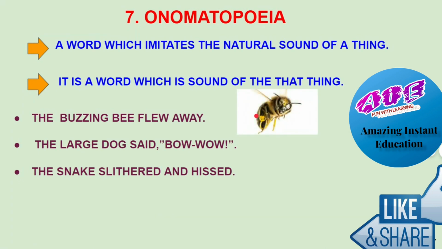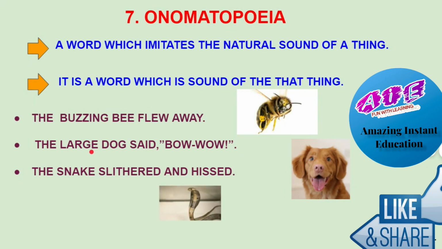So, what is the sound of a bee? It is buzz. So, in this statement, we are using the sound of a bee buzzing. It is an onomatopoeia. Let's look at the next example. The large dog said, woof, woof. So, now what is the sound of the dog? It is woof, woof. In this statement, we are using the sound of a dog. It is an onomatopoeia. Another example: the snake slithered and hissed.